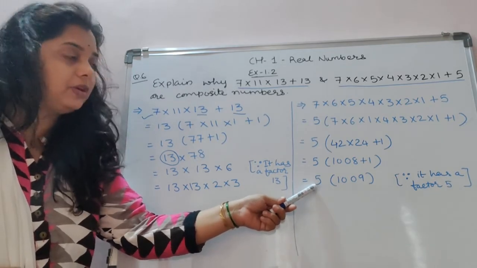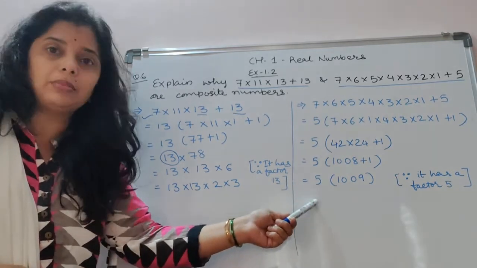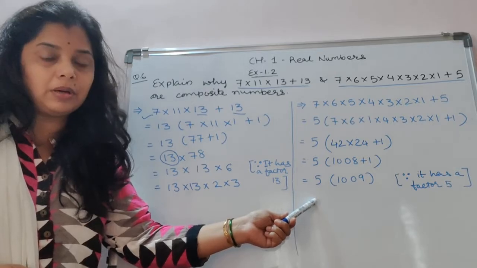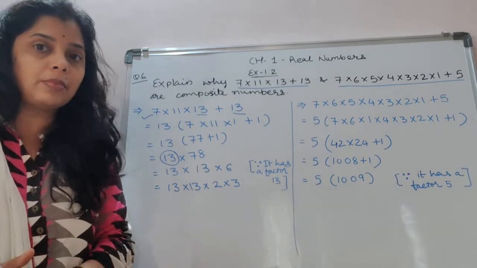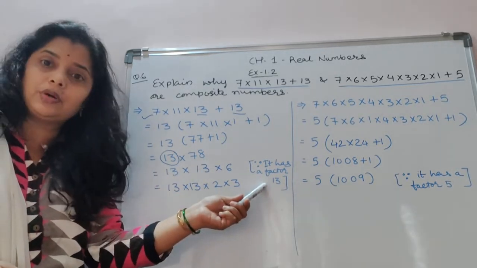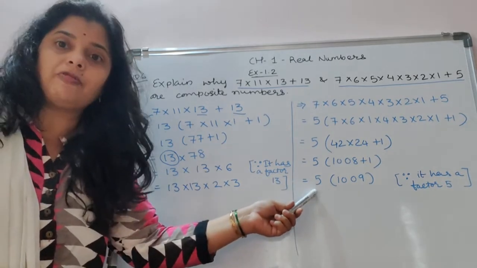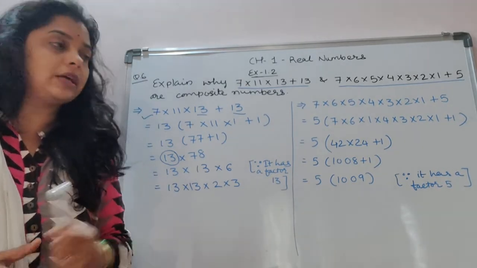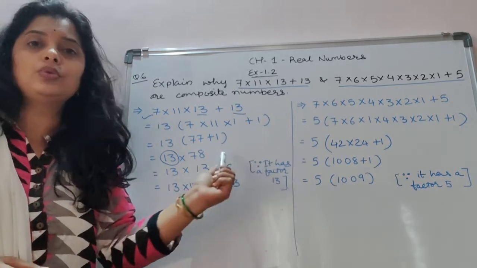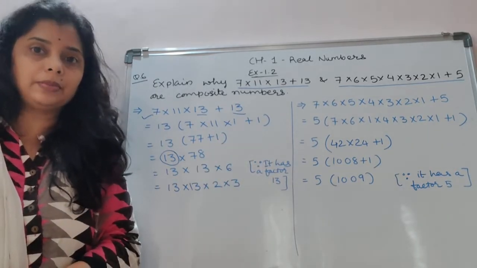Okay, and therefore we can say that both these numbers are not prime numbers, they are composite numbers. In the first one 13 is a common factor, and in the second one 5 is a common factor, and that's why we can say that these two numbers are composite numbers.